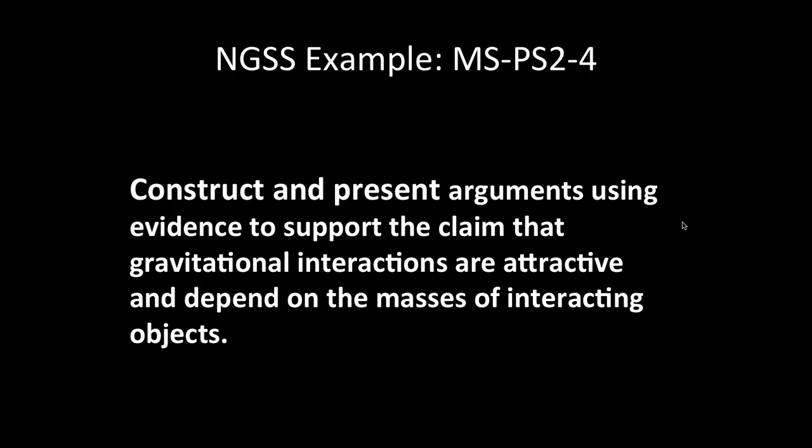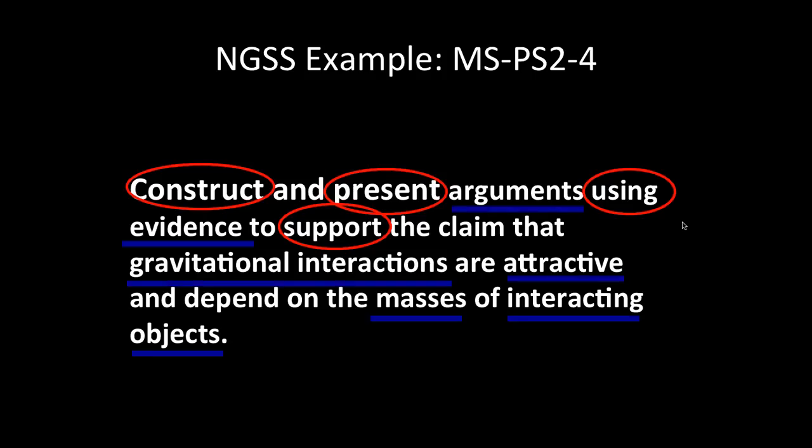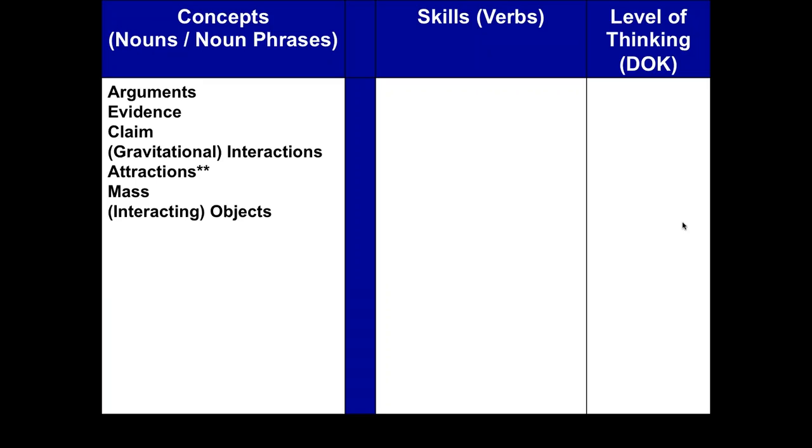Finally, we've included a Next Generation Science example. Construct and present arguments using evidence to support the claim that gravitational interactions are attractive and depend on the mass of interacting objects. One more time, we're circling the verbs or the skills, and then underlining the nouns or the noun phrases and the concepts. And then again, see here on the left-hand side, the concepts or the nouns or noun phrases.